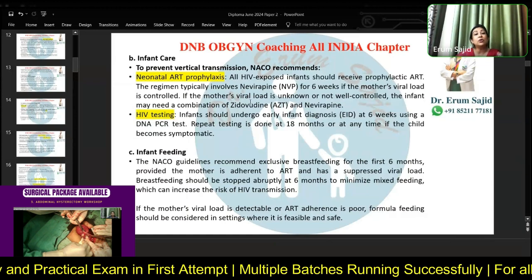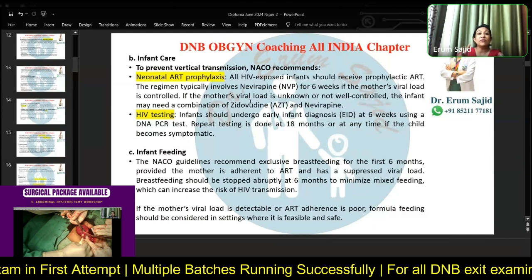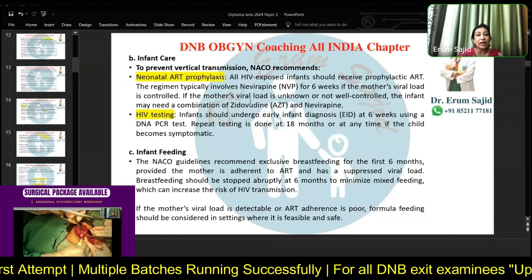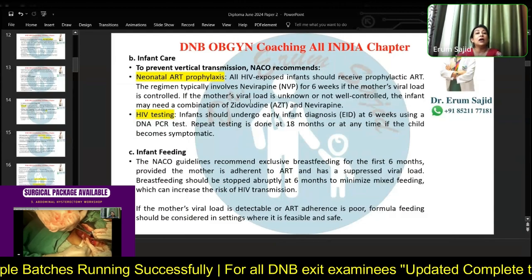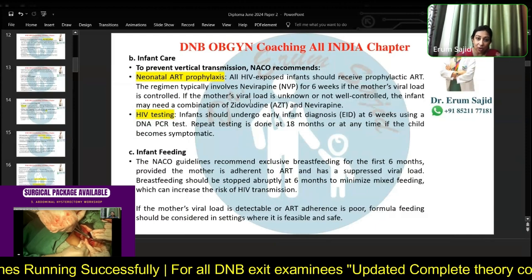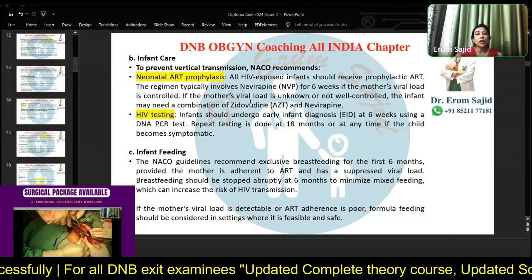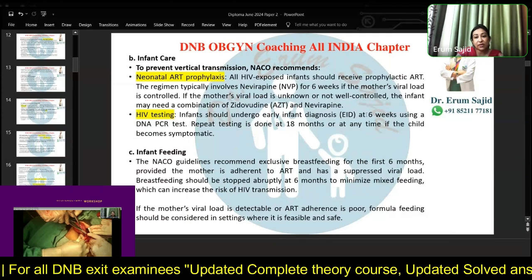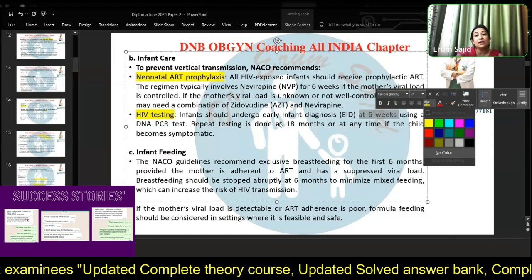Now, HIV testing. Infants should undergo early infant diagnosis at 6 weeks using DNA PCR. So again, two things are very important. You are giving the ART, what ART to give, whether the ART is being adhered to or not. And the second thing, what is the HIV status currently on ART? So that has to be routinely monitored. So early infant diagnosis at 6 weeks using DNA PCR, and then repeat testing at 18 months.